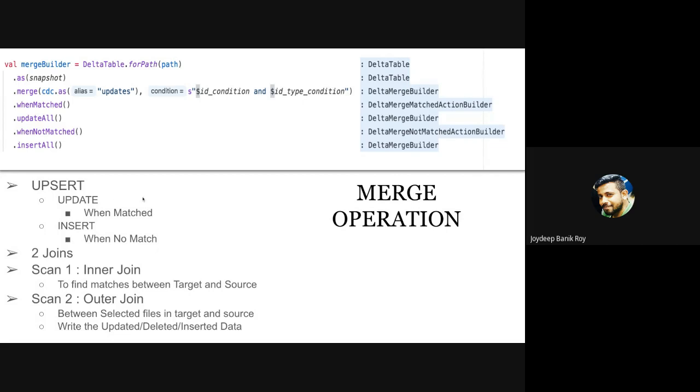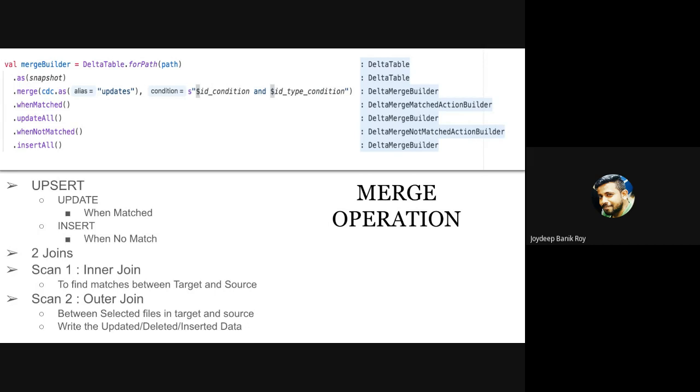So first, it does an inner join to find the matches. That's how it can say what matched and what did not match, right? And the second one is an outer join, where it takes the selected files on your target and your source, right? It pads it with your insert, updated, delete data, right? So one side there will be a match. So then it will match all your inserted, all your updated data. When there will be a no match, then it will pad all your inserted data, right? And then it will go ahead and update. So there are two joins that are involved here, right? And that's how the merge operation works.